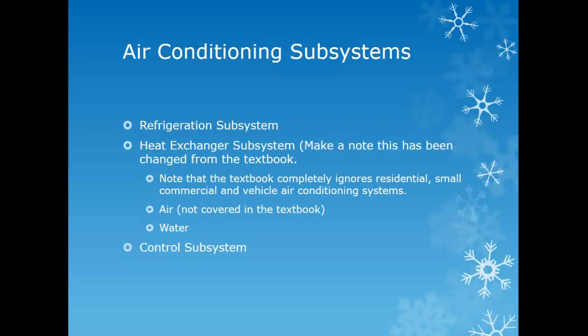The textbook completely ignores residential, small commercial, and vehicle air conditioning systems. Why? Because it's trying to look at mostly major commercial. There's a couple of different ways that it's done. In some of the bigger buildings, some of the older systems, you have actually got cooling towers. Okay.